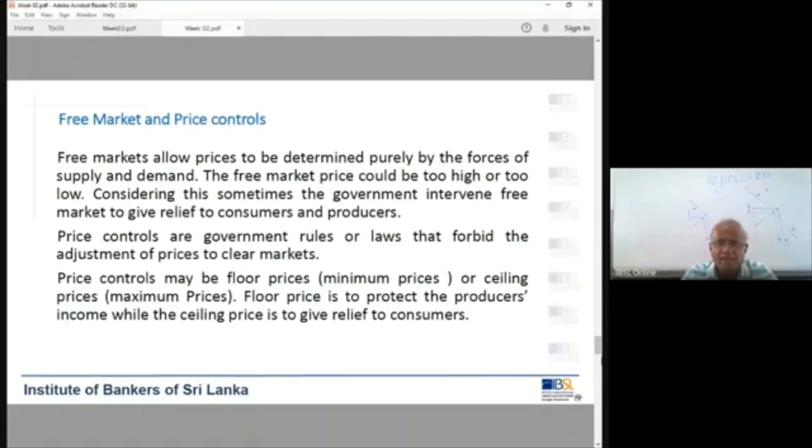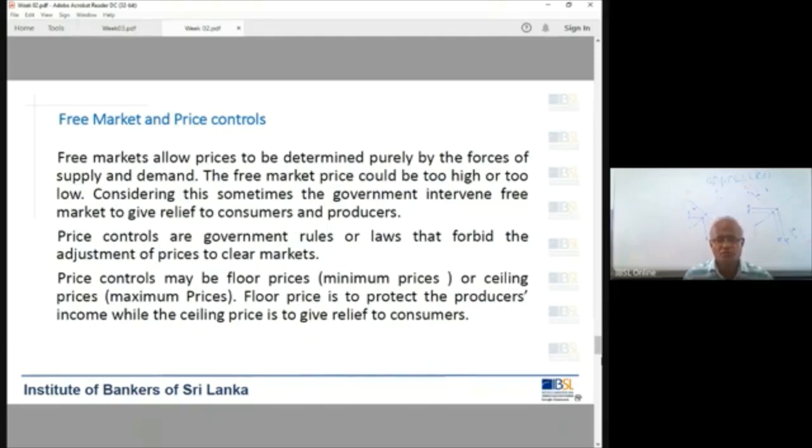The government says, okay, the trader should buy paddy from the sellers or the farmers at 50 rupees per kilogram. That is the floor price, the minimum price, right? So the minimum price is either a minimum price or a minimum wage. So the government has two types of price control: minimum and maximum. Minimum means the floor price, maximum means the ceiling price, right? Then what will happen?